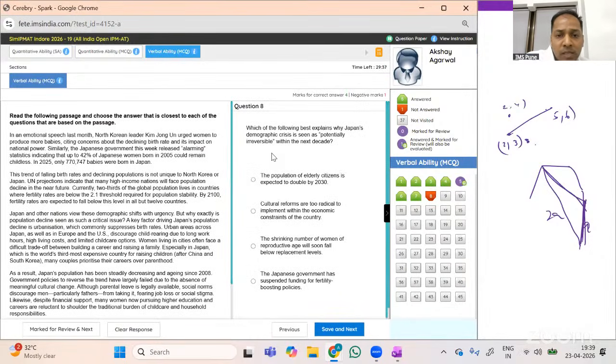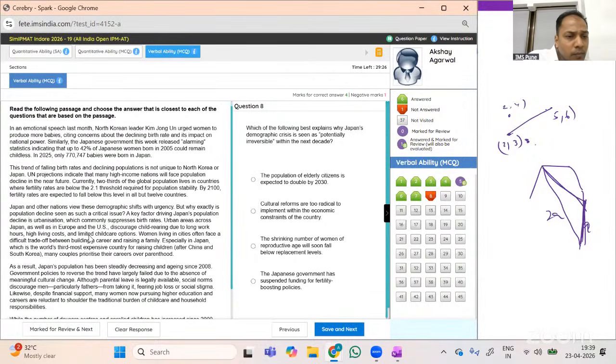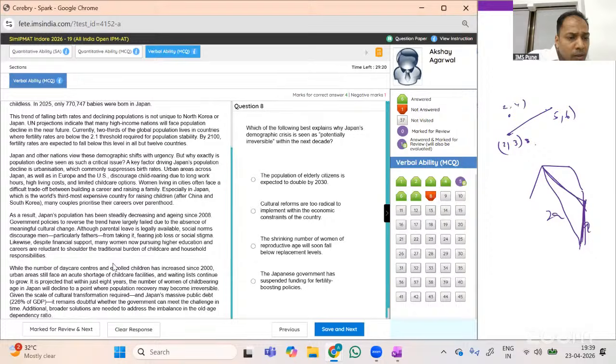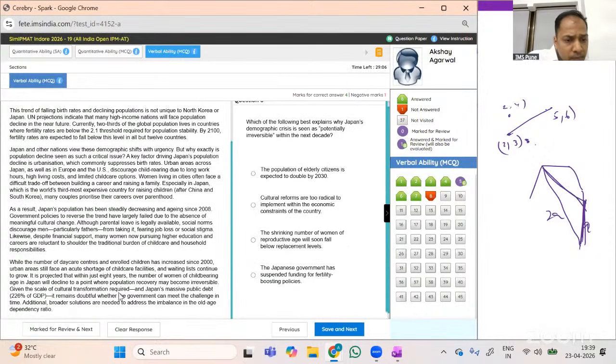Yes. Which of the following best explains why Japan's demographic crisis is potentially irreversible within the next decade? Okay. Where was it mentioned that it is irreversible? Yeah. It is projected that within just 8 years, the number of women of childbearing age will decline, given the scale.